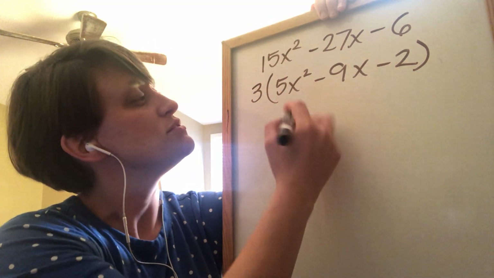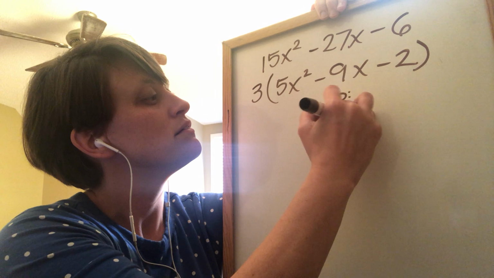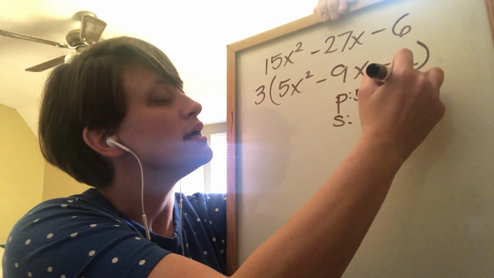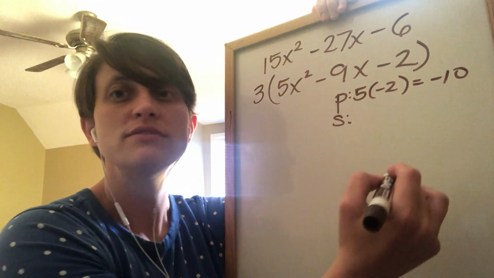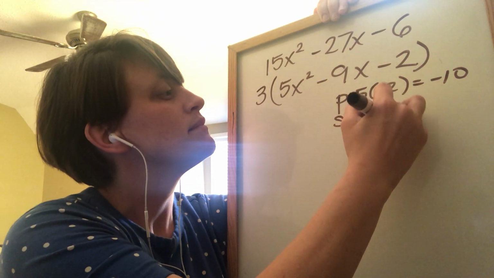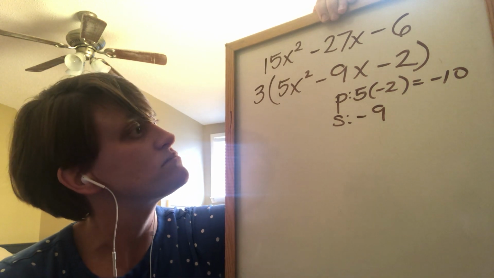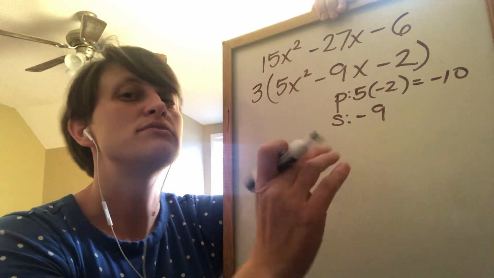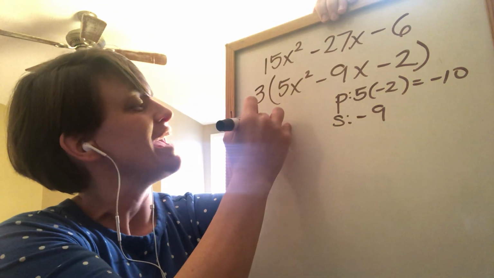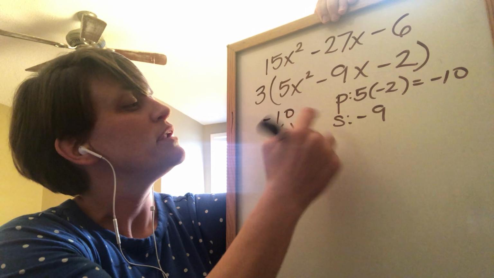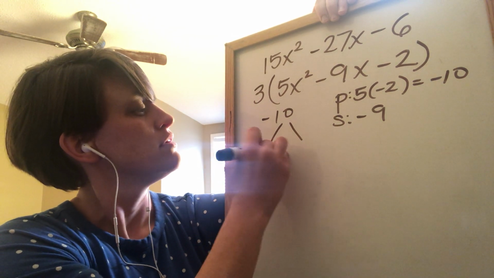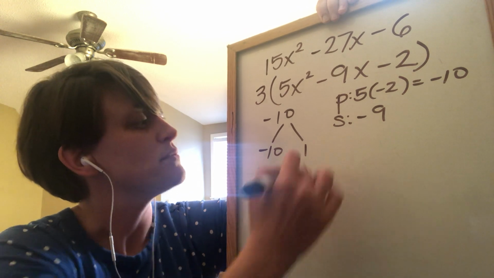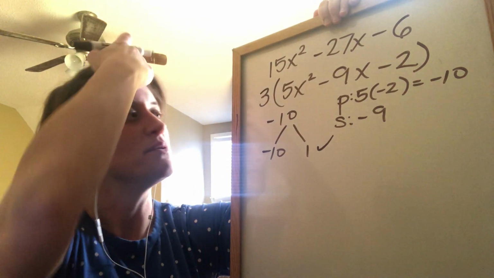So now we're still going to have to use the AC method. So the product of the two numbers we're looking for is 5 times -2, or -10. And the sum is -9, that number in the middle. So we're looking for two factors of -10, so they have to be opposite signs, that add to -9. So we know the bigger number has to be negative. So let's try the obvious one, -10 and 1. And look, that one works. Okay, well that was pretty quick.